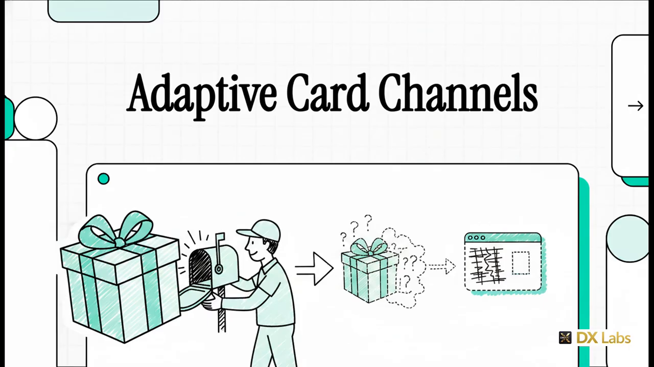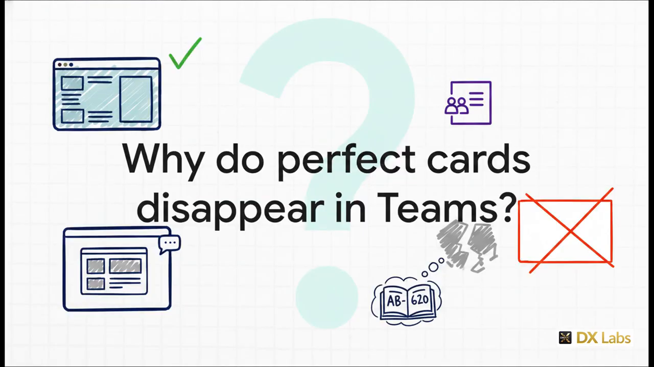If the channel simply doesn't have the capacity to handle your card's specific format, your masterpiece just disappears into thin air. So, let's dive right into this technical reality. Picture this scenario. You've built an adaptive card for a Contoso HR leave balance summary. In the Copilot Studio Designer, it looks absolutely perfect. It's got a clean multi-column structure, beautifully styled containers, everything is exactly in its right place. You even test it in the web chat surface and it renders flawlessly.